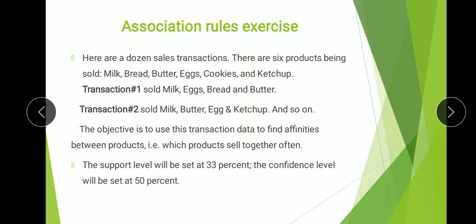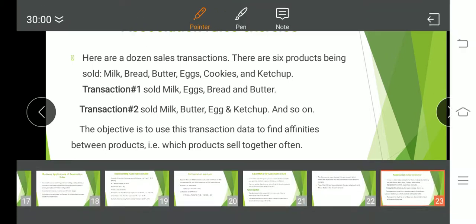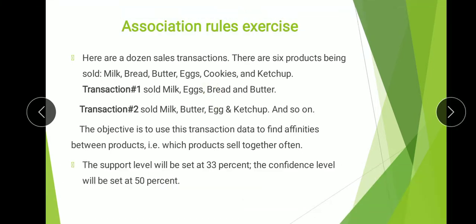So in today's lecture, let us discuss one exercise problem on association rules. Here there is a problem given. Here are a dozen sales transactions. There are 6 products being sold. So it is given that there are a dozen sales transactions, 12 transactions, and 6 products are being sold.